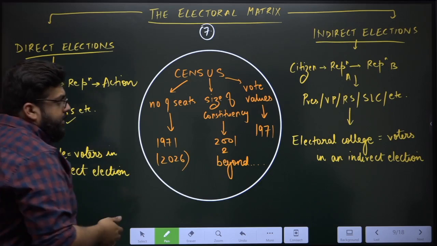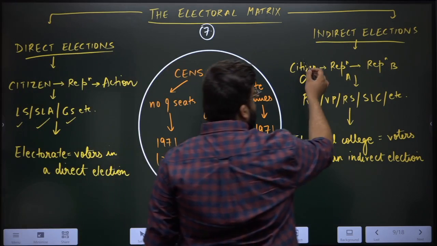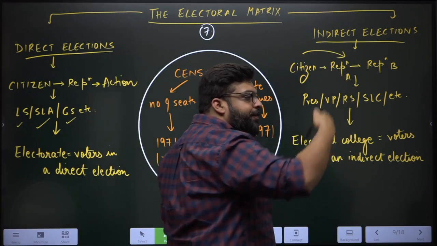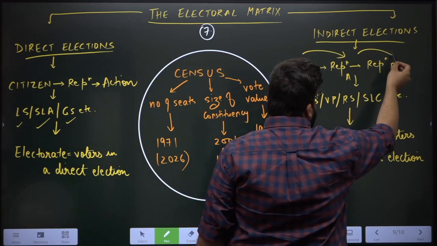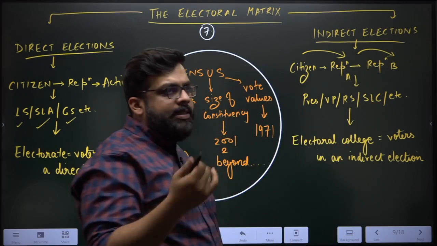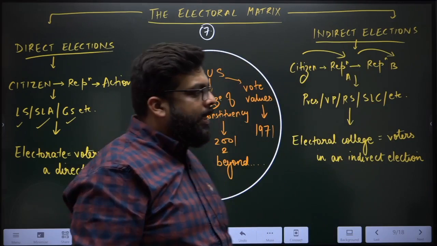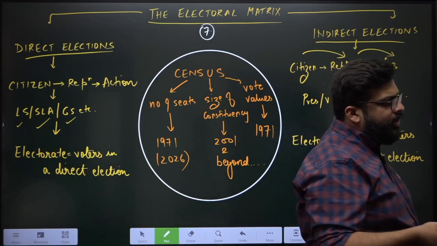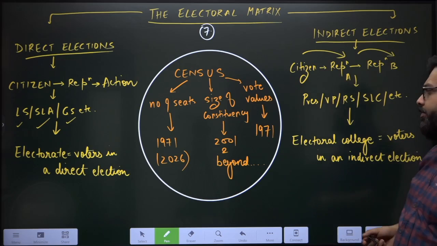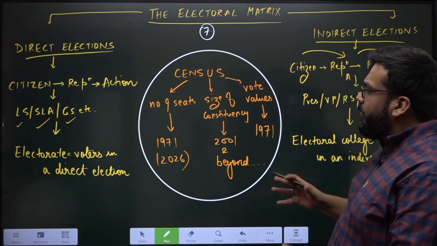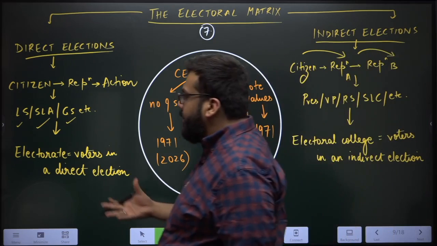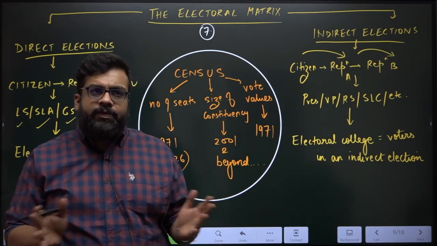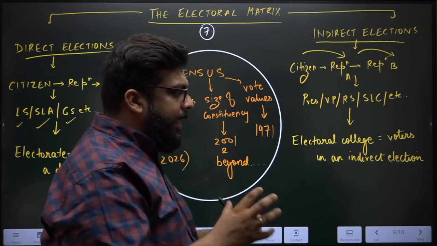Whereas indirect elections, on the other hand, is where the citizen chooses representative A, who then participates in a further election to representative B. Right? You'll see this in vice presidential elections, Rajya Sabha elections, legislative council elections, and so on and so forth, in some local self-government elections as well. And this is also where you often see two terms. One is called an electorate, and the second is called electoral college. They are sort of versions and variations of each other.